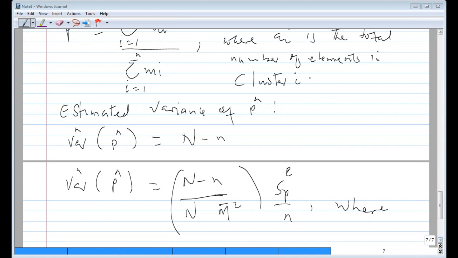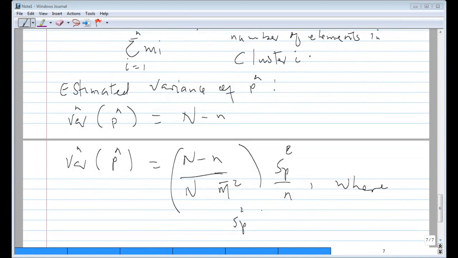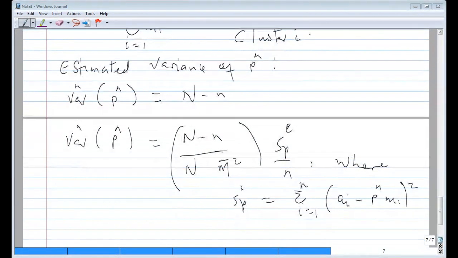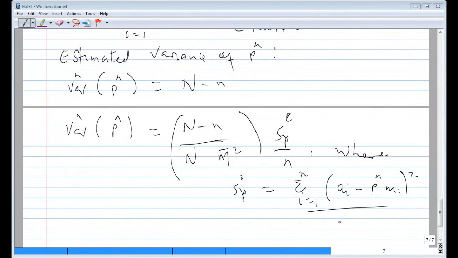where s_p squared, the sample variance for the proportion, is defined by what? The summation of (a_i minus p-hat m_i), then it's squared. Then you divide it by what? By n minus 1. So this is the sample variance under population proportion. It's given by the summation of (a_i minus p-hat m_i) all squared, divided by n minus 1.